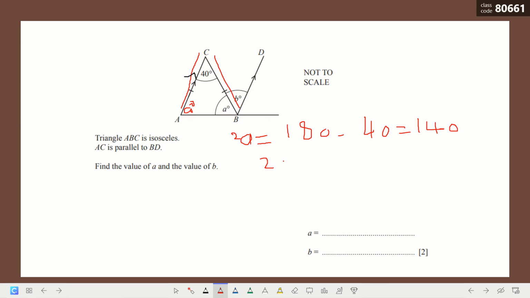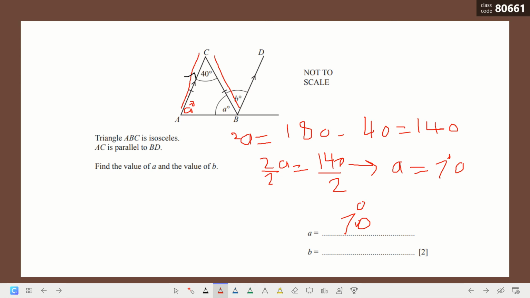Then I have to divide. So 2A is equal to 140. Now I divide by 2 to find A. If you divide here by 2 and divide the other by 2, that means the angle A is equal to what? It is equal to 70 degrees. So here A is equal to 70 degrees.